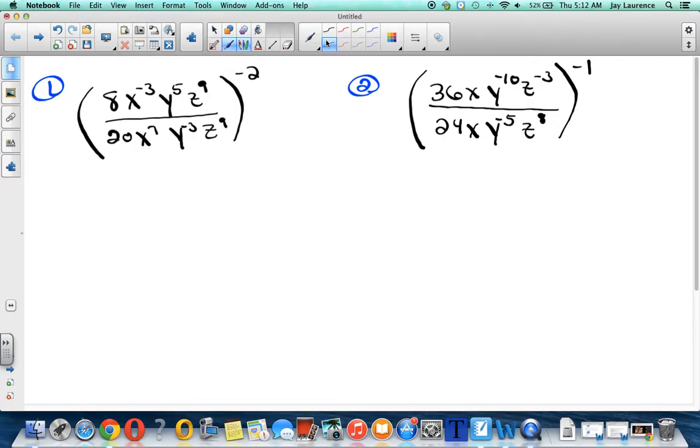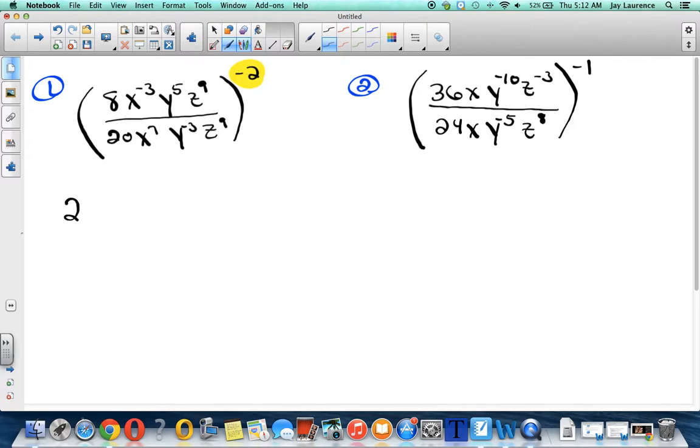So the first thing I noticed on problem number one is that I've got this negative exponent out here. That kind of bothers me. I remember Mr. Laurence saying that a negative exponent means to use the reciprocal. So I'm going to find the reciprocal of everything in the quantity. If I get that reciprocal, then this should change to a positive, right?